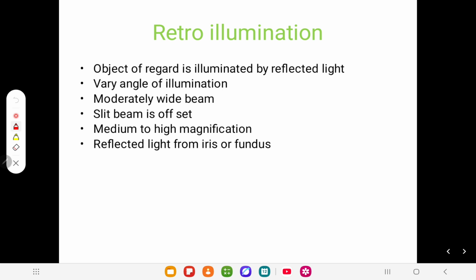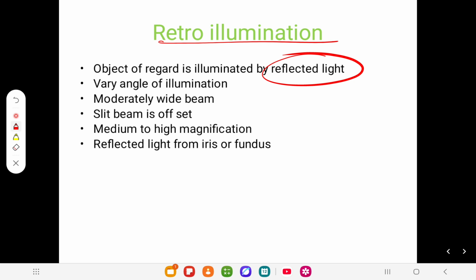Okay. So now let's come to retroillumination. Retro means what? From backward, isn't it? In retroillumination, the object of regard is illuminated by the reflected light. Why reflected light? You throw light towards the back of the structure. If you want to see the cornea, you can throw it at the iris. If you want to see the iris, you can throw it at the retina. If you want to see the lens, you can throw it at the retina, and then light comes back from the retina, then you see the structure.